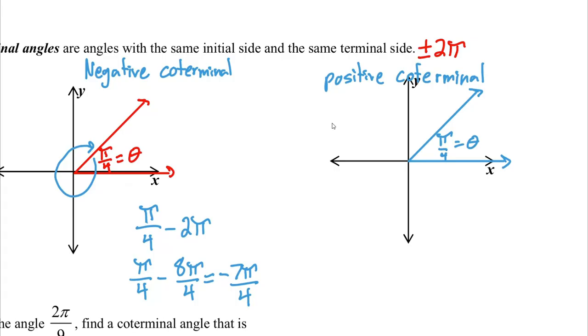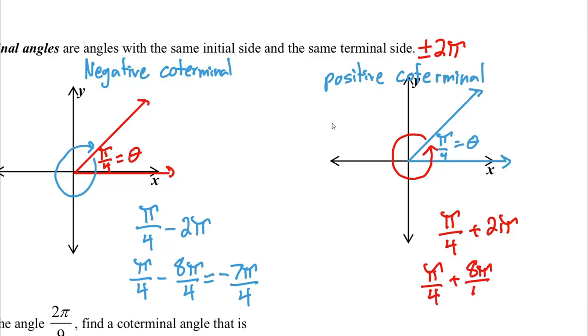So we can get a positive coterminal angle by taking this side and making an entire loop in the counterclockwise direction. So this time, instead of subtracting 2 pi, what do you think I'm doing? Adding. So we're adding 2 pi, which again would be 8 pi over 4. So a positive coterminal angle would be 9 pi over 4.